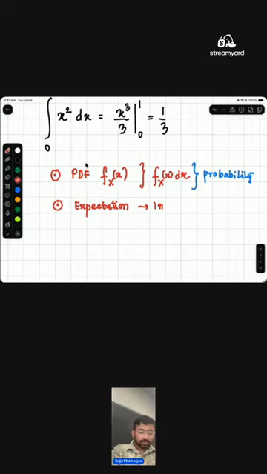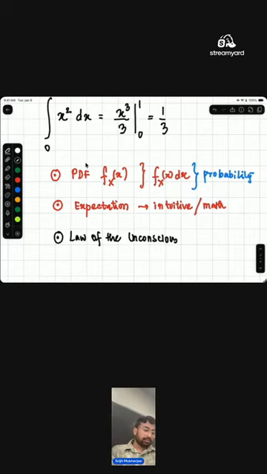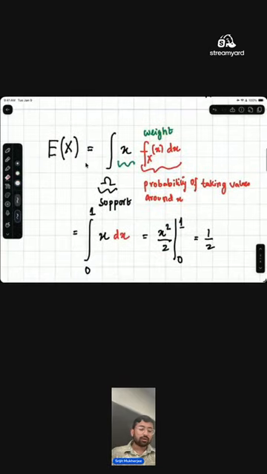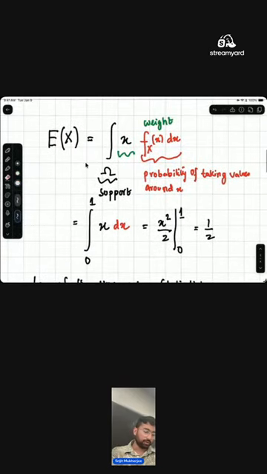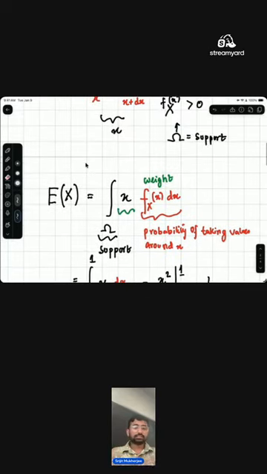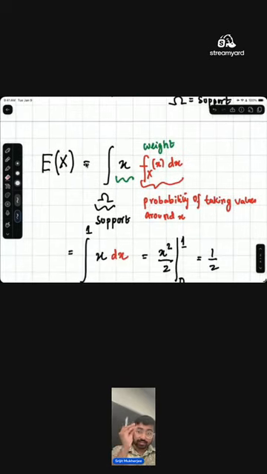And then I also defined the law of the unconscious statistician. So I have defined that expectation is nothing but the weighted PDF, and also defined what this means, as you can see on the whiteboard. What is the basic definition and intuition of expectation? It's not the average of the PDF, but the average of the values the random variable x is taking, multiplied by the weight, where the weight is defined by the PDF. It's not the average of the PDF.